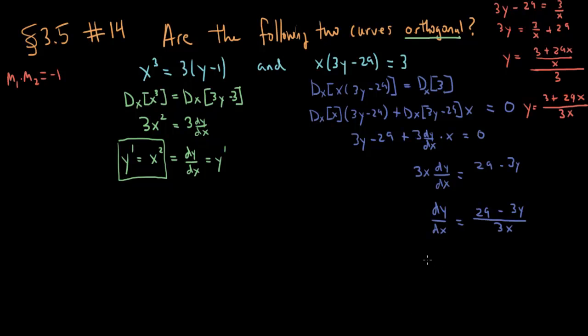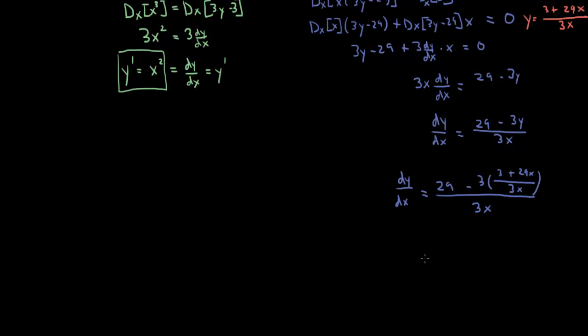This is going to take a little bit of algebra, but we could say that dy dx equals a really big fraction. There's still just going to be a 3x on the bottom. But on the top, I'm going to have 29 minus 3 times this entire thing, because it's 3 times y, but this is y. So we have a fraction here. It's 3 plus 29x over 3x. Now we have a little bit of simplification to do.